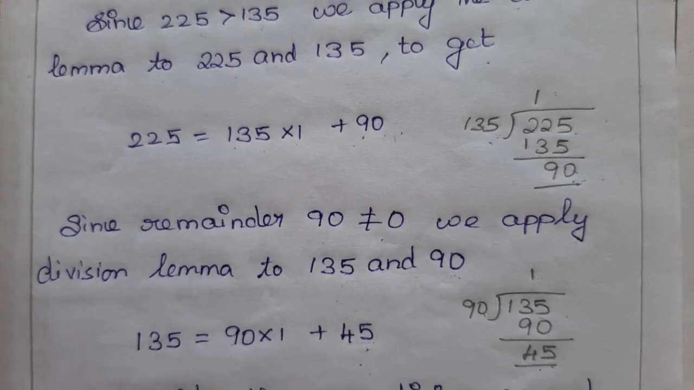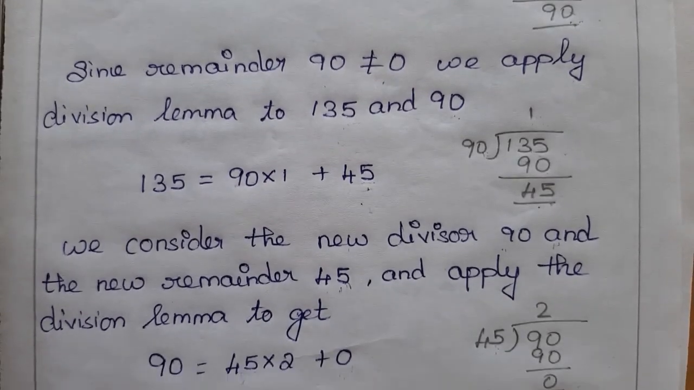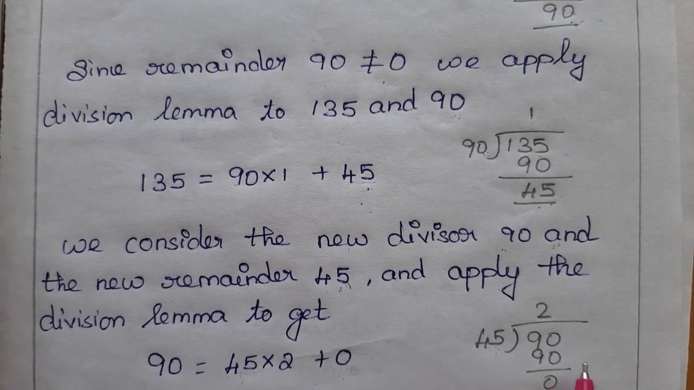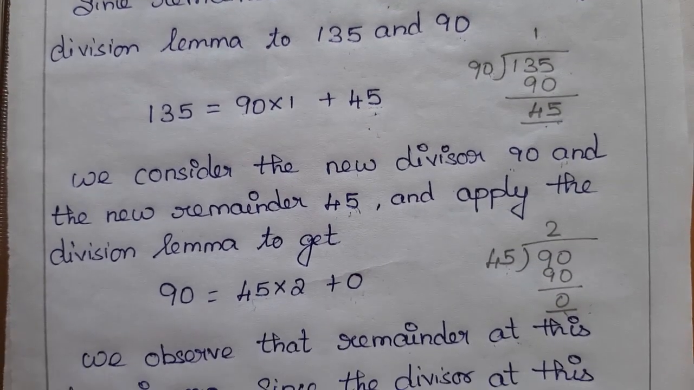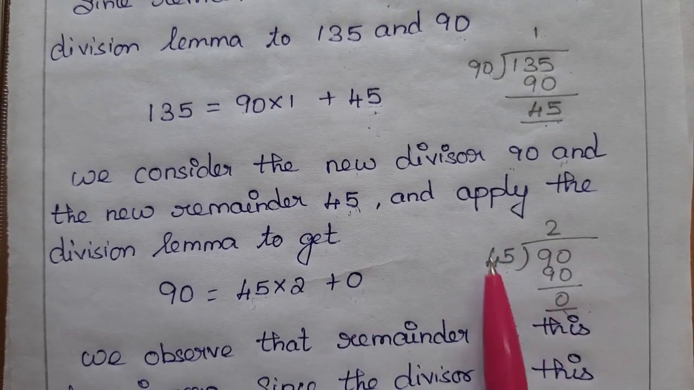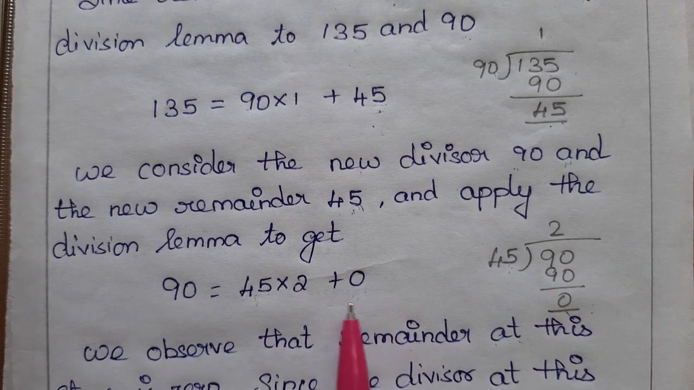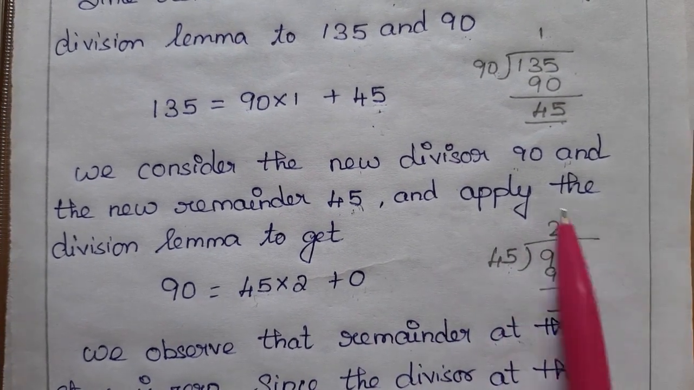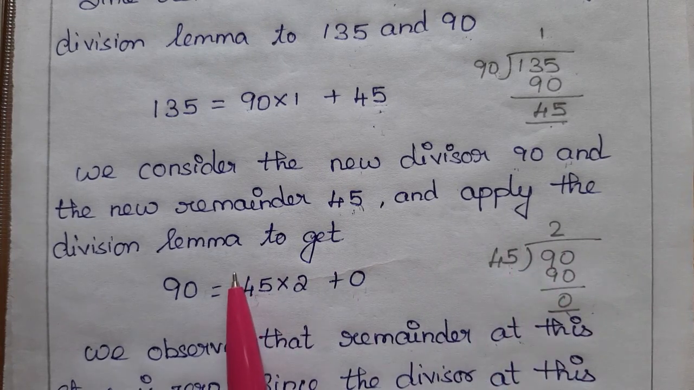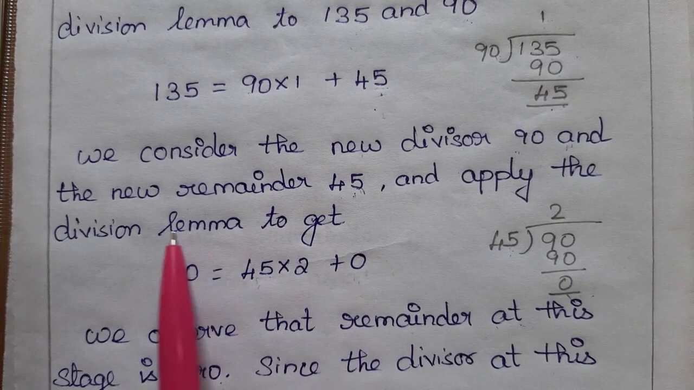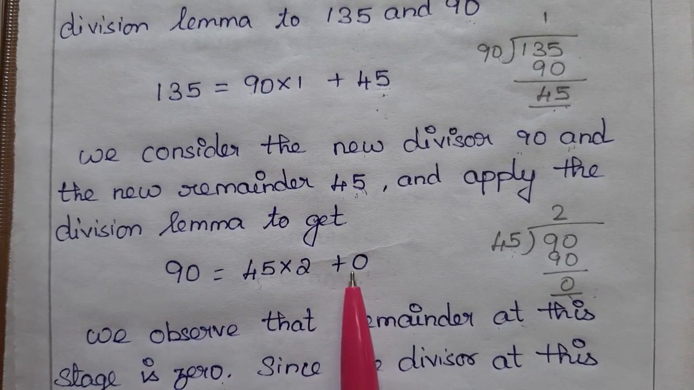We again consider the divisor and remainder. Here the divisor and remainder are 90 and 45. At this stage we get a 0. In normal division you can use this division, but if you are well versed, you can write the expression without this division also. If you have doubt, you can do this division in the rough column. That's not a problem. Whether you write it or not, it's not a problem, but this expression matters. Right? So at this stage we get a 0.